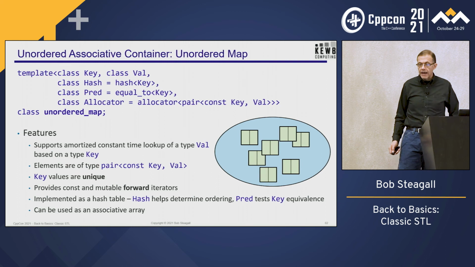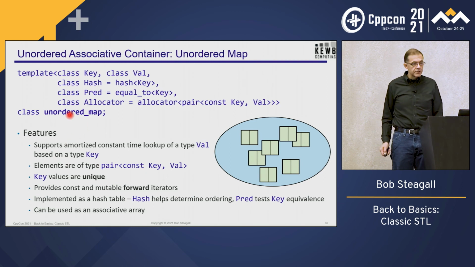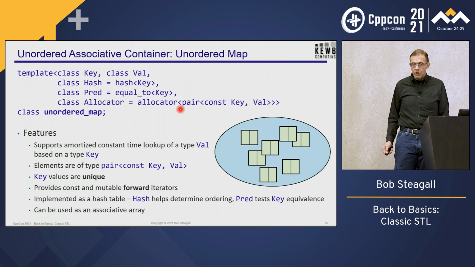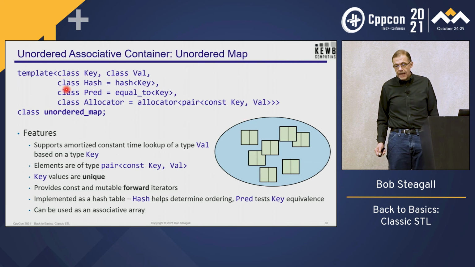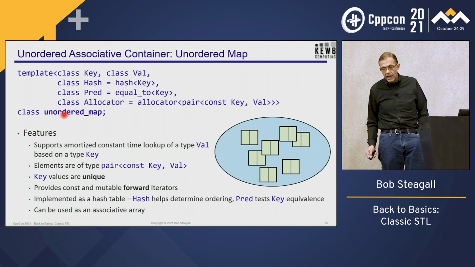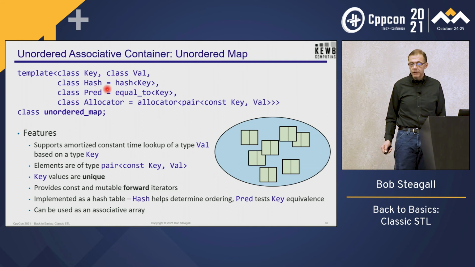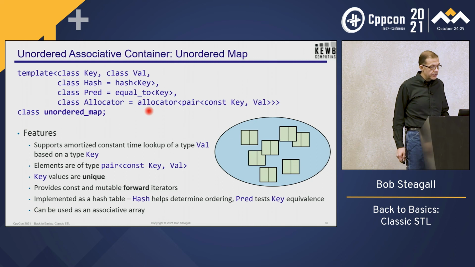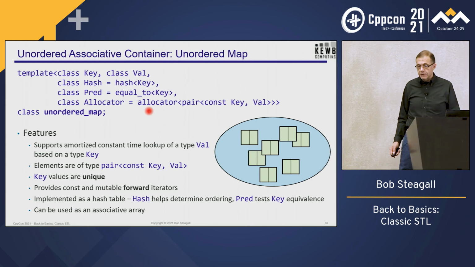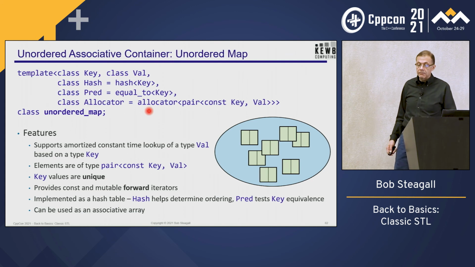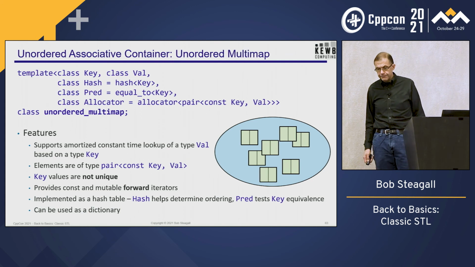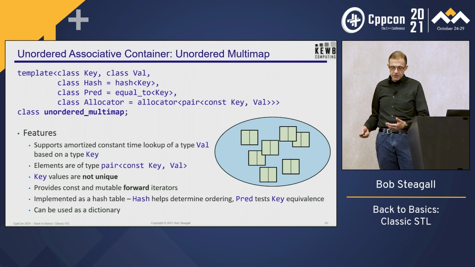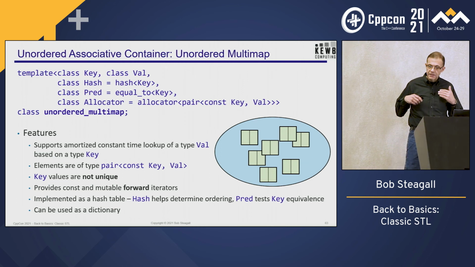We have unordered map, and again here, it's the same principle as the ordered map. Its elements are a pair of key to value, so it's parameterized in terms of key and value. It hashes the key, and to compare elements for equality, you have a comparator that tells whether two keys have the same value. Keys are unique, and it must provide forward iteration. You have unordered multimap, same as unordered map, but keys are non-unique.